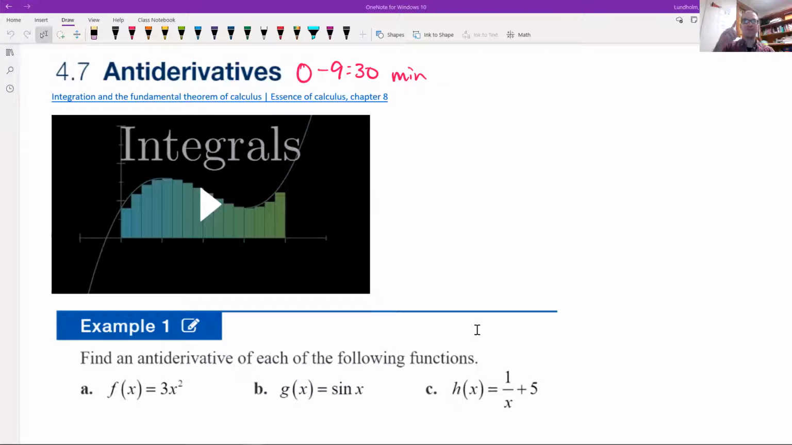All right, so section 4.7. We are going to be investigating a type of integral called an antiderivative. Throughout the rest of this course, we're going to be looking at about 3 different flavors of integral. The first one, well, here, let's just call it antiderivative.